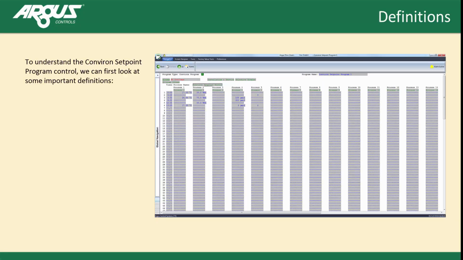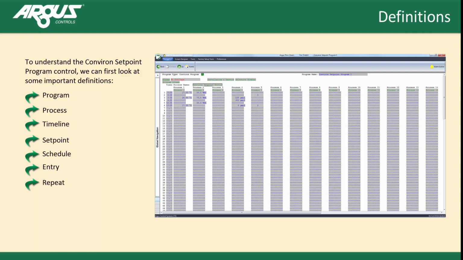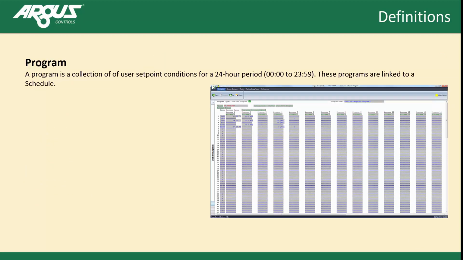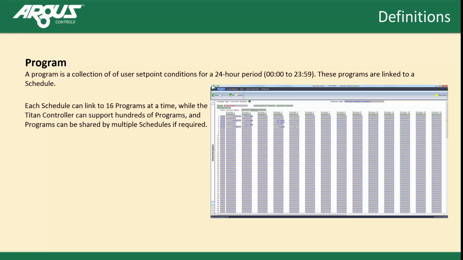To understand the Conviron Setpoint program control, we can first look at some important definitions: program, process, timeline, setpoint, schedule, entry, repeat, and ramp rate control. A program is a collection of user setpoint conditions for a 24-hour period. These programs are linked to a schedule. Each schedule can link to 16 programs at a time, while the Titan controller can support hundreds of programs, and these programs can be shared by multiple schedules if required.